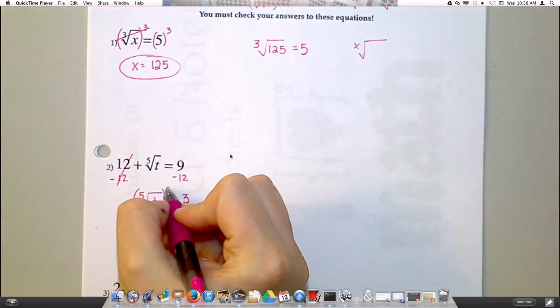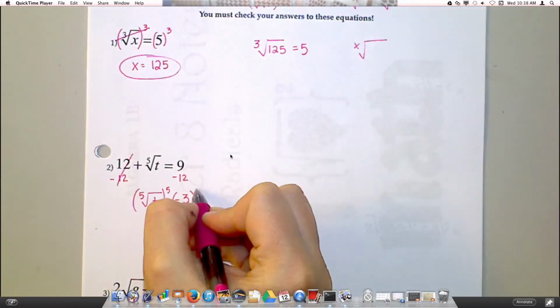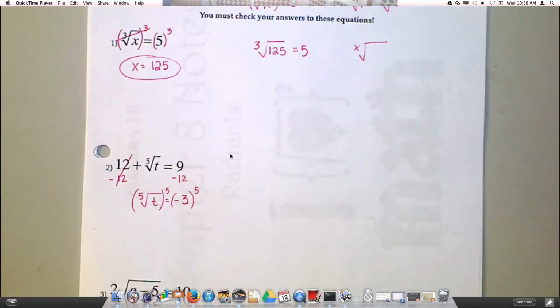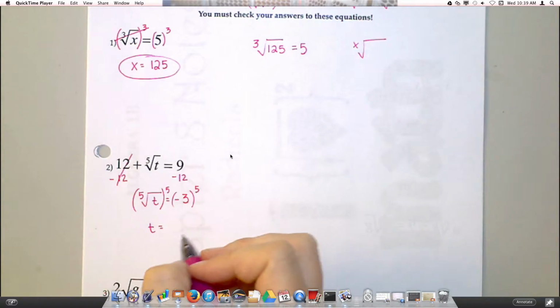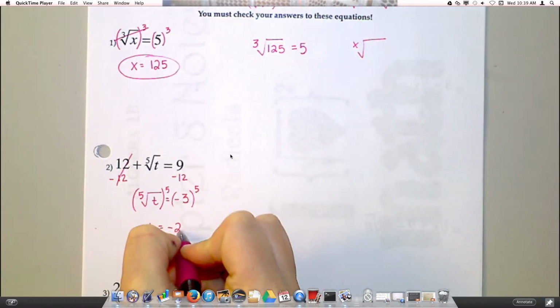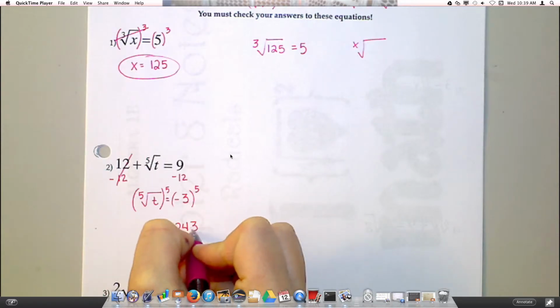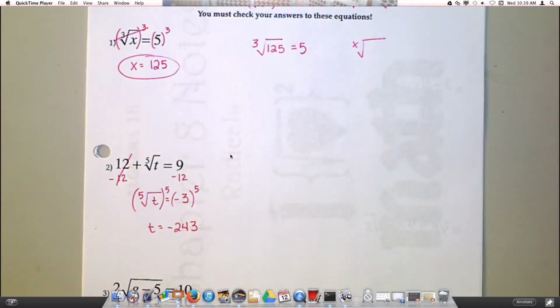Raised to the power of 5. And of course in your calculator you're going to remember that since that's negative, it's got to be in parentheses when you raise it to the power of 5. I get t equals negative 243. Okay, let's talk about how you're typing it in your calculator real quick. No, I mean, I got the answer, but it's not done.